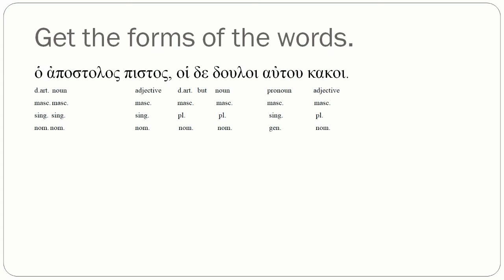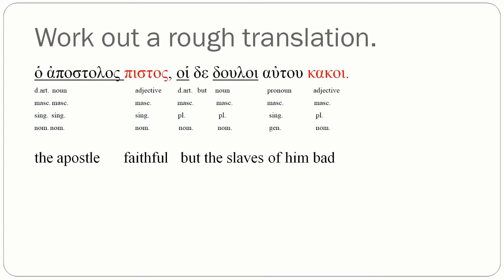De is a postpositive, which means it appears second in the Greek clause, but it's translated first. Okay, and it means but or and or something like that. Autou, masculine singular genitive, and notice it is a personal pronoun. And then kakoi is an adjective. It's standing all out there by itself. Kakoi, masculine plural nominative. Okay, work out a rough translation.